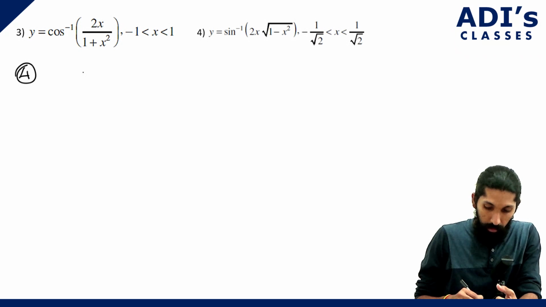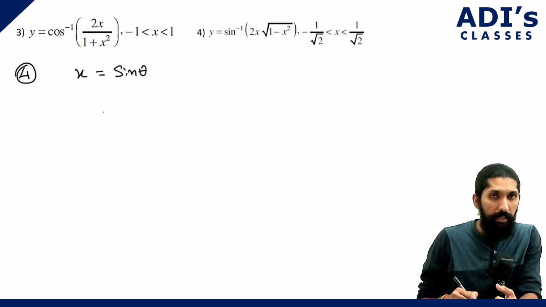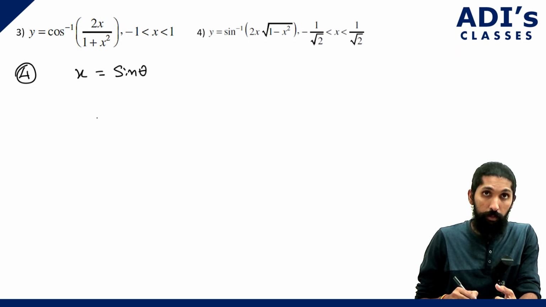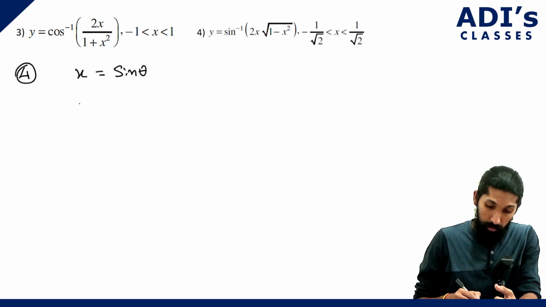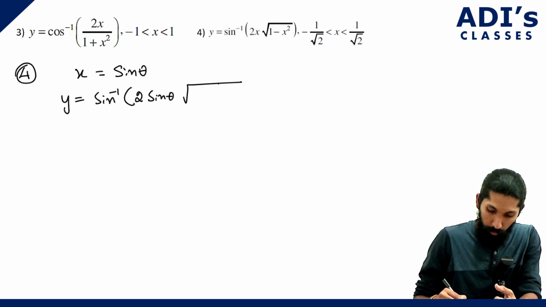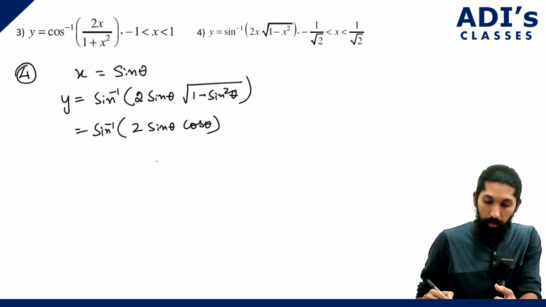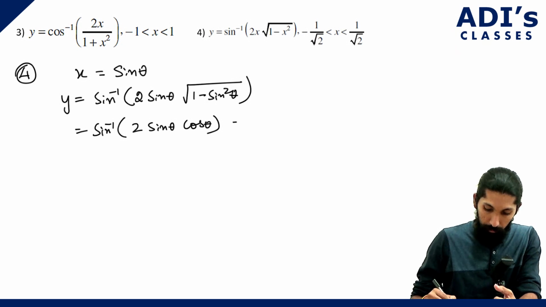Now in this, take x value as sine theta. Or you can take it as cos theta also, because both of them will work. Understood? Both of them will work. Now if you take x as sine theta, then you'll get y is equal to sine inverse of 2 sine theta into root of 1 minus sine square theta. Sine inverse of 2 sine theta into cos theta. Isn't it? Which is nothing but sine inverse of sine 2 theta.